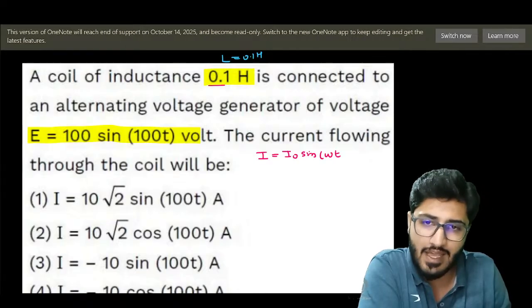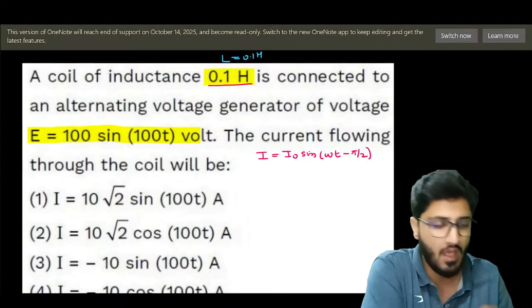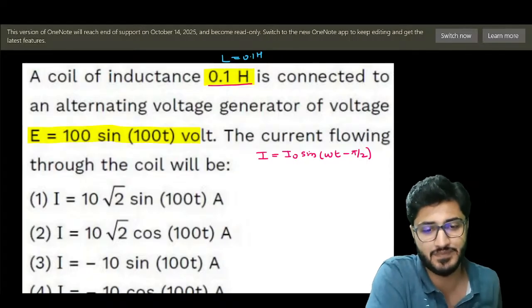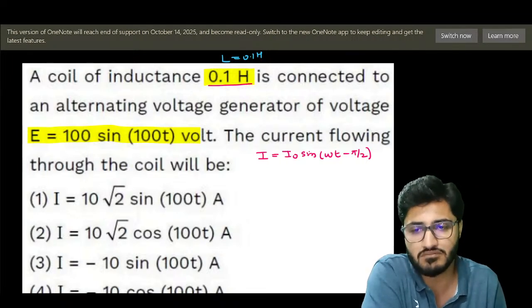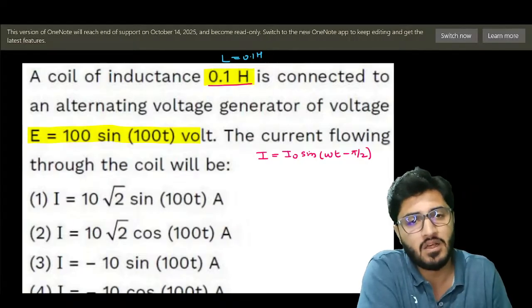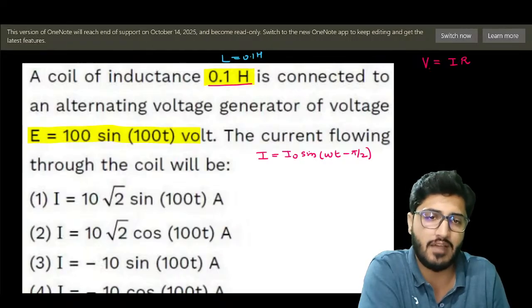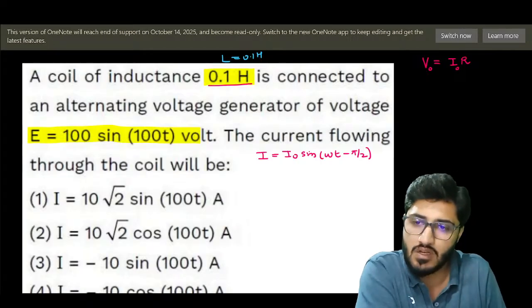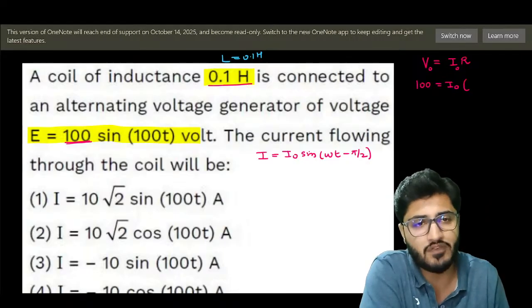It is an L circuit. In an L circuit, the inductor circuit, my current lags by pi by 2. Now, we don't have the value of I naught. How to get it? What is V? V equals IR. I know it. So I will write V naught, I naught. What is V naught? It is 100. What is I naught? Let it be as it is. So it will be X times L.